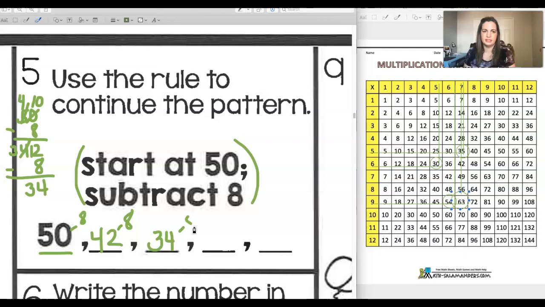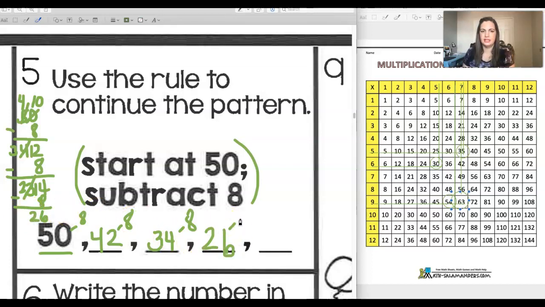Then I'm going to subtract 8 again. Again, I can see that I need to regroup. Guess I should have done this on my scratch paper. 14 subtract 8 equals 6. 2 subtract nothing equals 2.